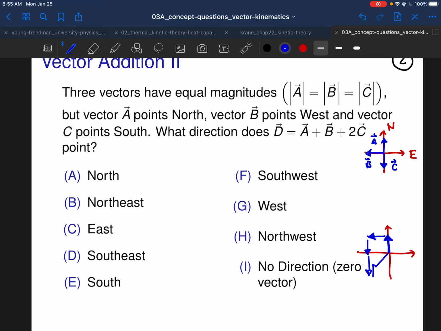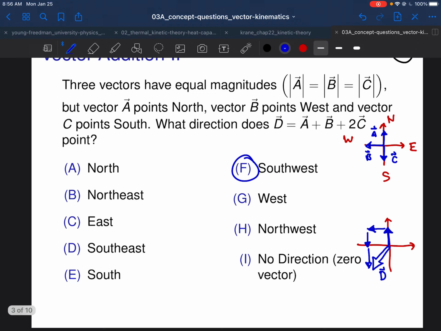Where is the D vector? Well, it goes from the beginning to the end, from the first tail to the last head. That's our D vector. So what direction is that? Well, this is west and this is south, so that's exactly southwest. So our answer is F.